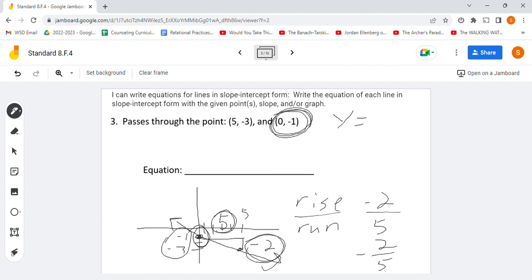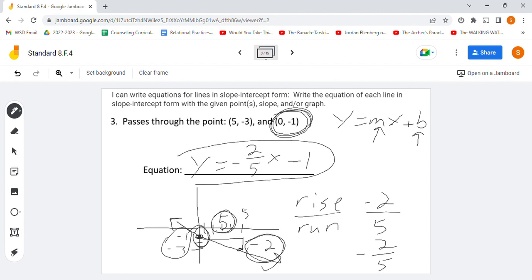So again, we get y equals mx plus b. We know our slope, and we now know our y-intercept. So putting those in the equation, we have y equals -2/5 for our slope, x, and our y-intercept is -1, so I'm just going to go ahead and write -1 to start with instead of adding the negative and then changing it to subtraction.